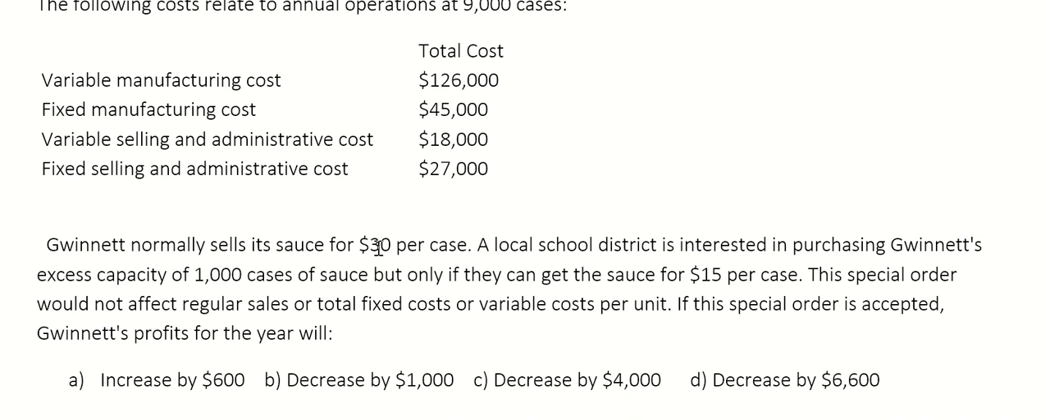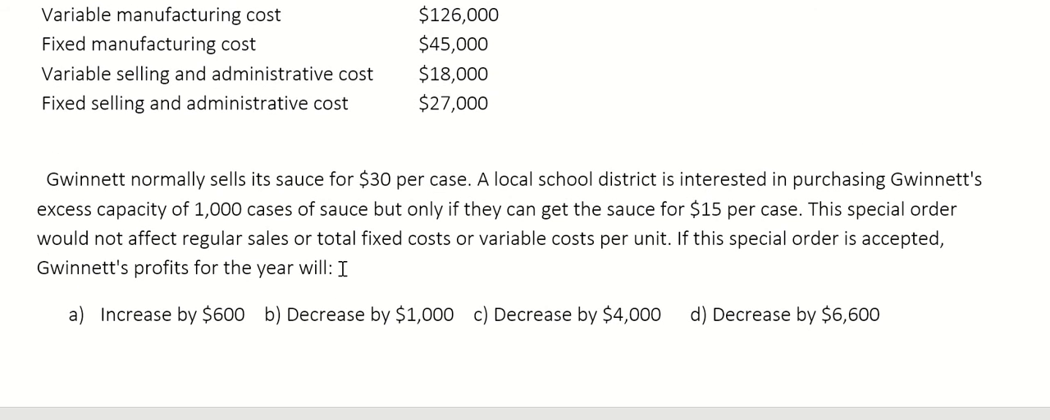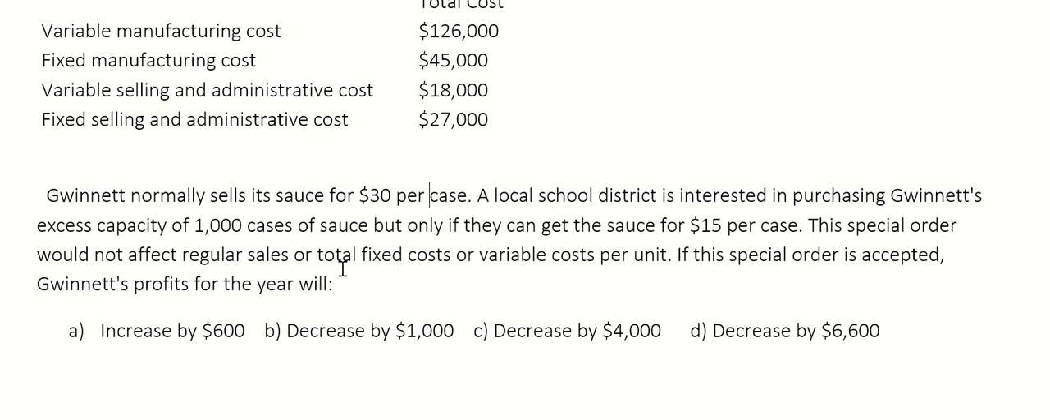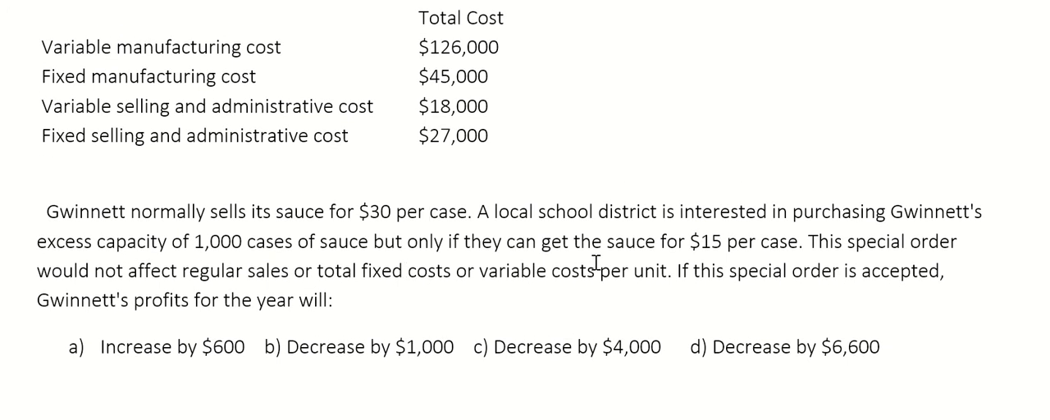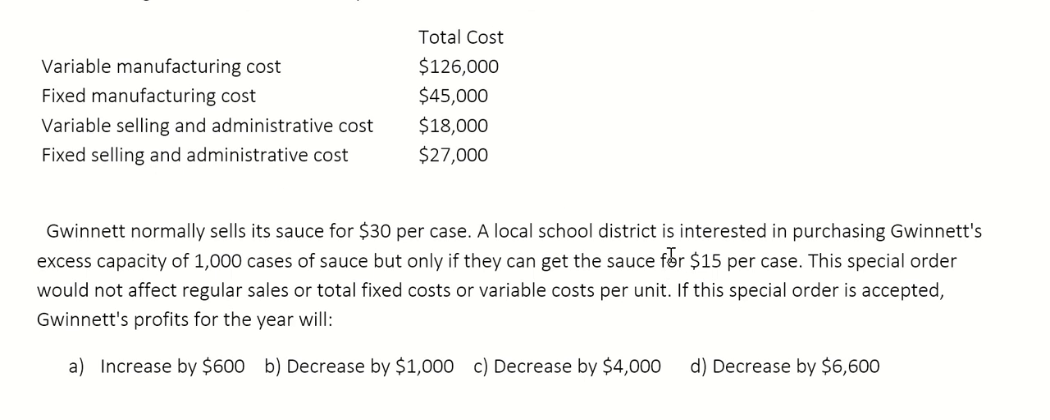Winnett normally sells its sauce for $30 per case. A local school district is interested in purchasing Winnett's excess capacity of 1,000 cases of sauce, but only if it can get the sauce for $15 per case. The special order would not affect regular sales or total fixed costs or variable costs per unit. So this is not going to affect regular sales, so we don't have to worry about that. Total fixed costs or variable costs per unit, it's not going to affect it, it's just a special order. So we have to just identify what is going to be relevant, and they only want to pay $15 per case for this special order.